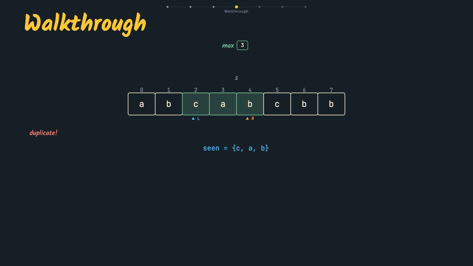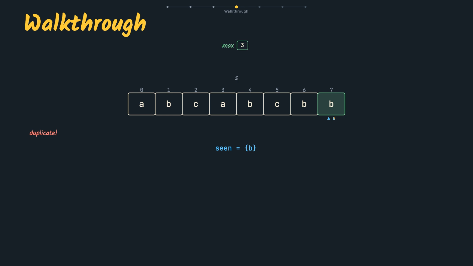Window is 2 to 4. Max still 3. Right to 5. C repeats. Remove c at left. Slide to 3. Add c. Window 3 to 5. Max still 3. Right to 6. B is in the set. Remove a at left. Slide. B is still there. Remove b at 2. Slide again. Now b is clear. Add it. Window is just 2 wide. Right finishes at 7 the same way.